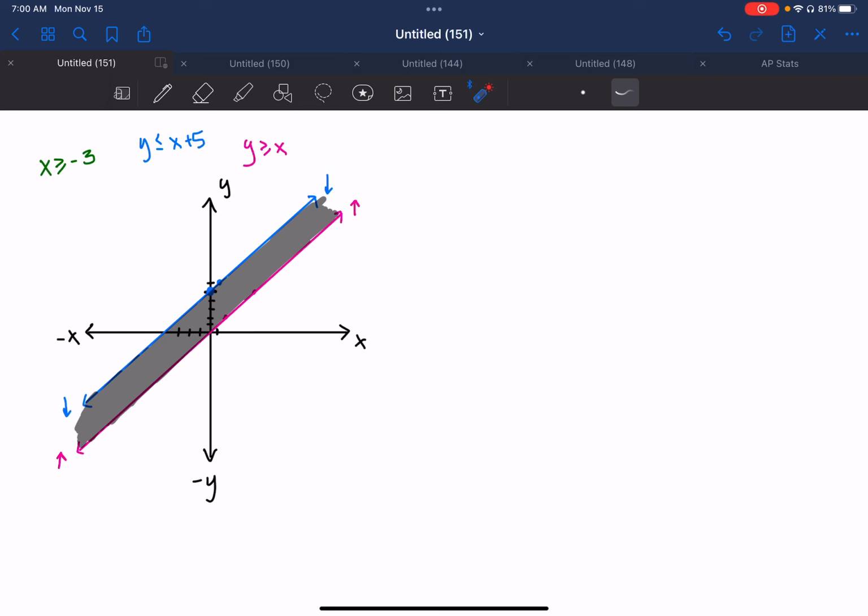I have 0. If I want to get bigger, I'm going to go towards this positive x. I don't want to go towards negative x. I want to go towards positive x. So anything this direction is colored. So I'm going to put my little arrows up here.